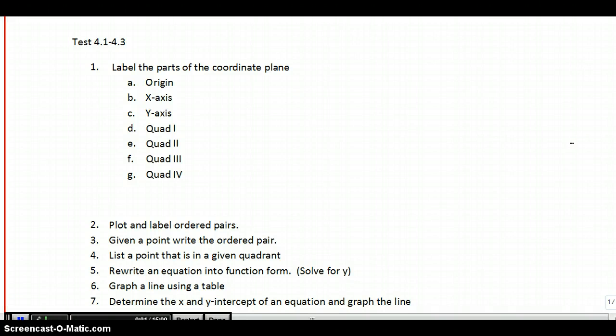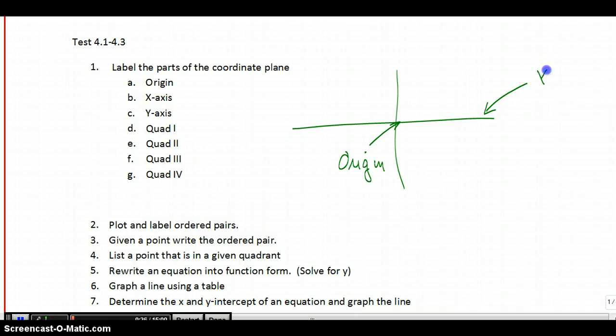Okay, I just wanted to go over some of the things that are going to be on our test, section 4.1 through 4.3. You need to make sure that you can label all the parts of the coordinate plane. Label the origin, the x-axis. Let's see, the origin is located right in the center. The x-axis is the horizontal line. The y-axis is the vertical.